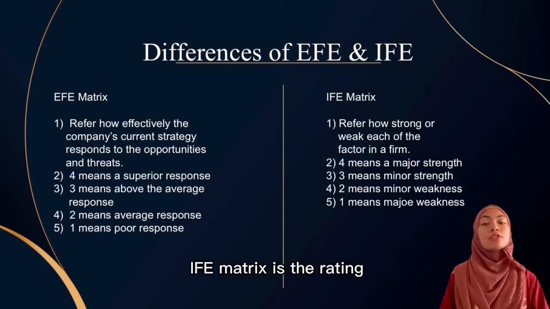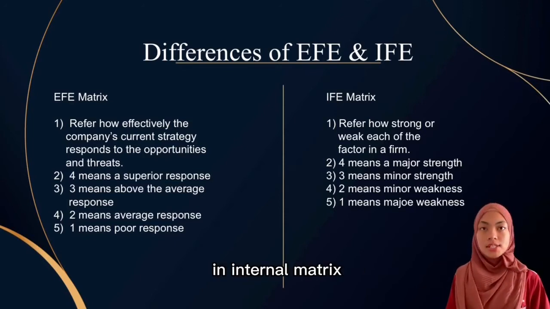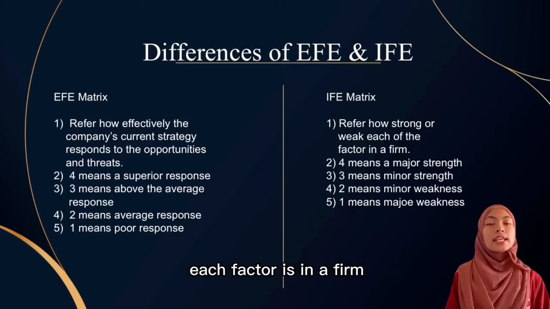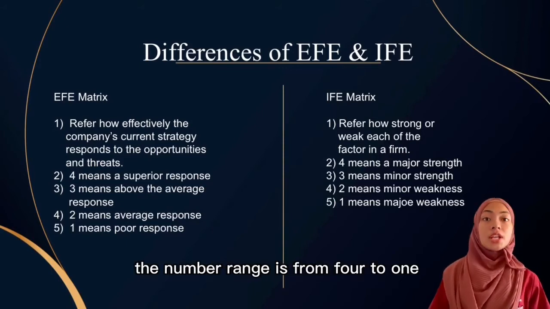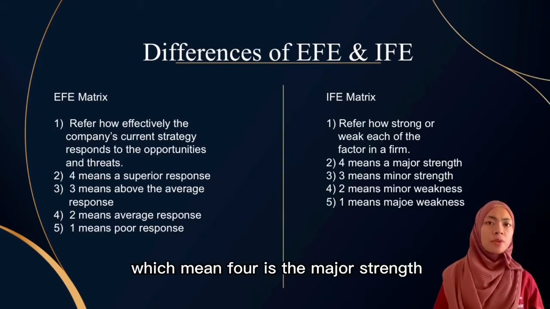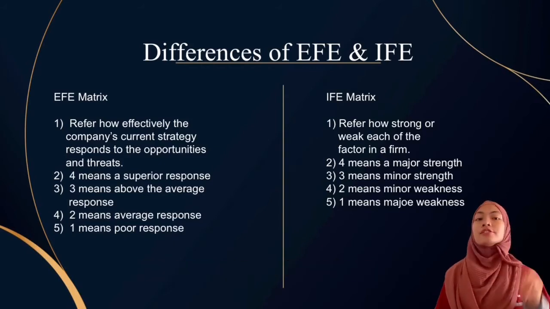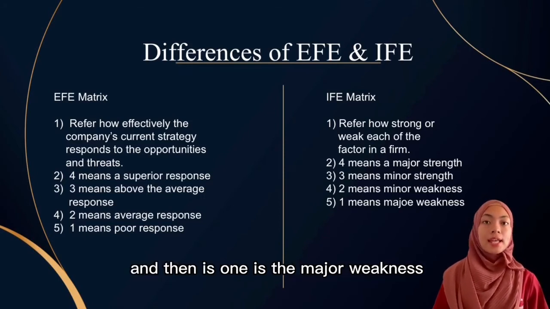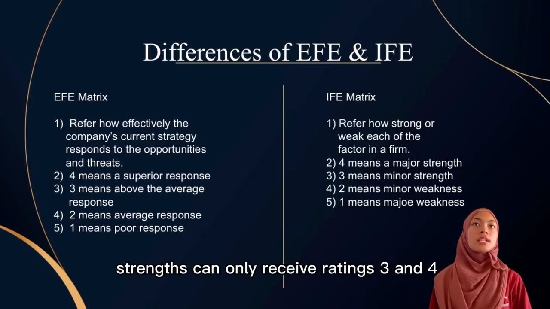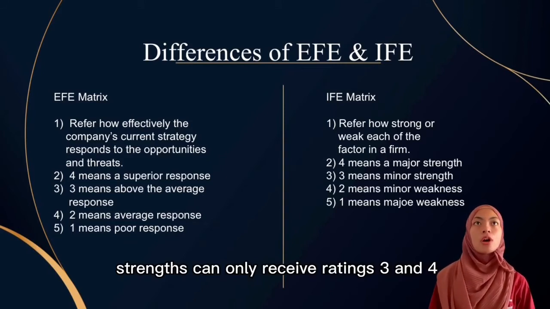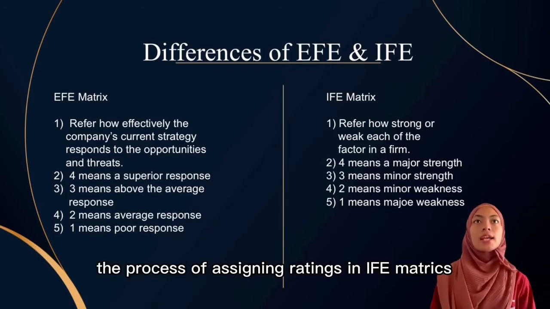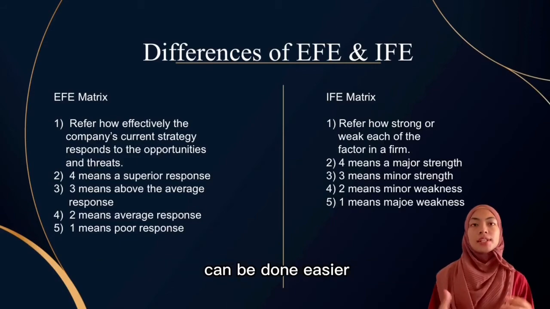For the IFE matrix, the ratings in the internal matrix refer to how strong or weak each factor is in a firm. The number range is from 4 to 1, which means 4 is a major strength, 3 is a minor strength, while 2 is a minor weakness, and 1 is a major weakness. Strengths can only receive ratings 3 and 4, weaknesses 2 and 1. The process of assigning ratings in the IFE matrix can be done more easily.